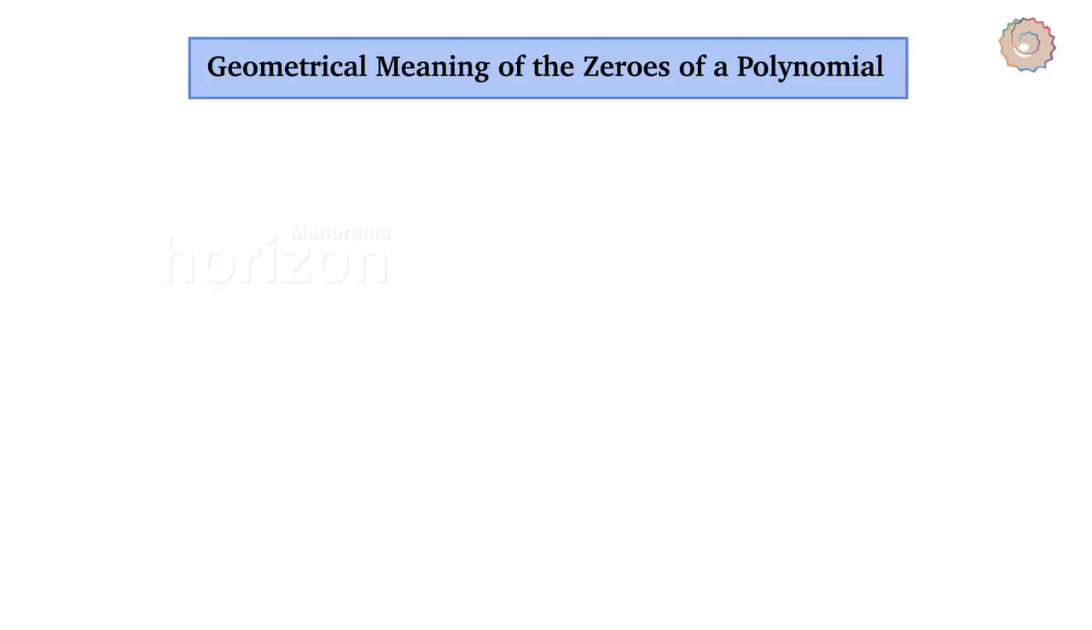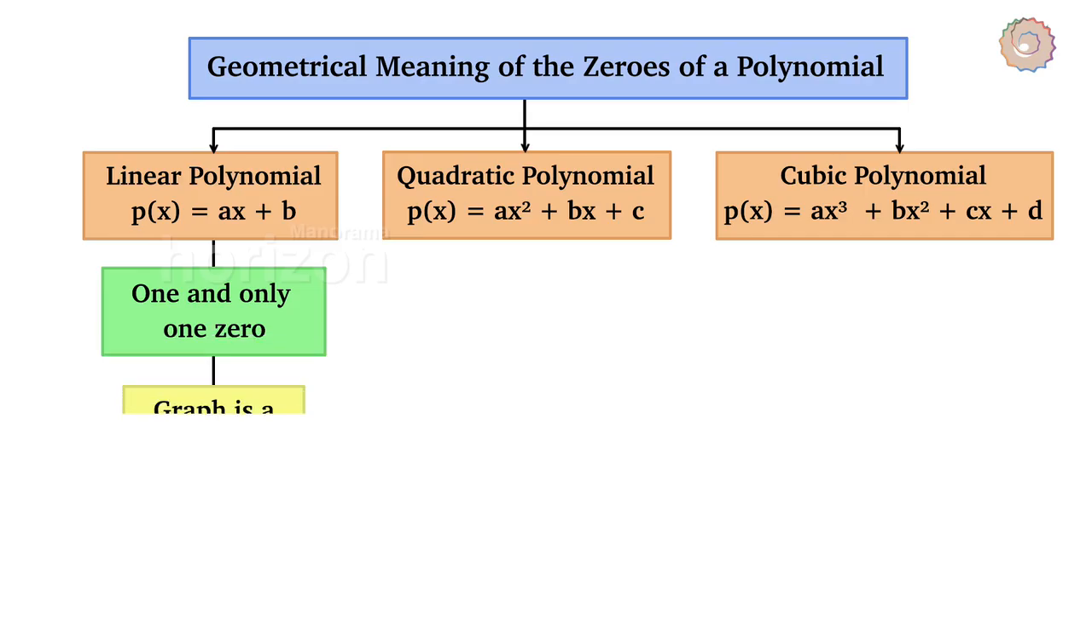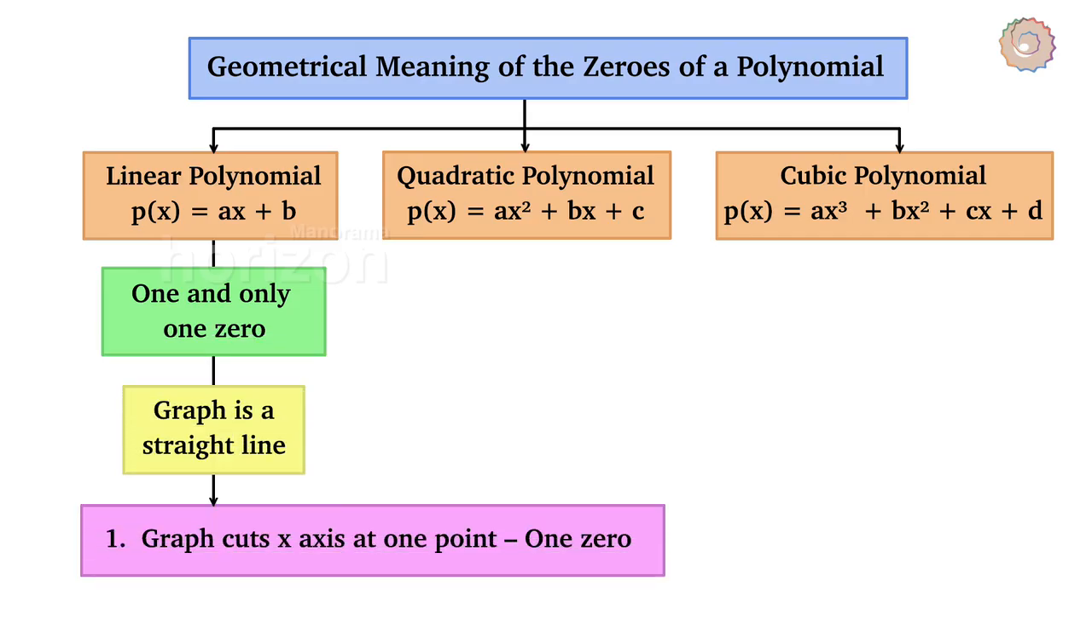So, we can conclude that for geometrical meaning of polynomials, the graph of a linear polynomial ax + b is a straight line that cuts or intersects the x-axis at one point. So, it has only one zero.